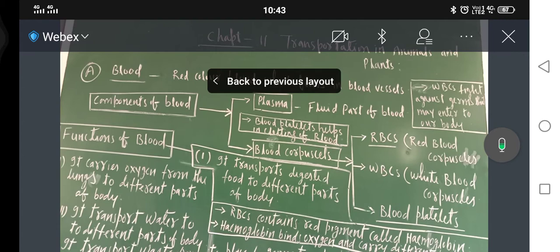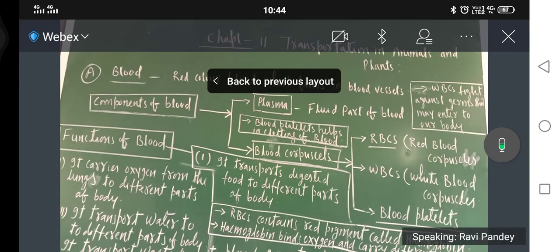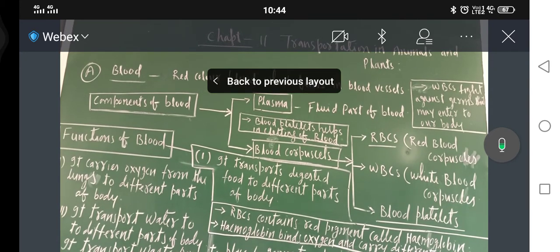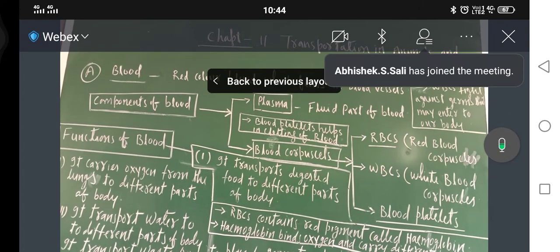So today I taught you the components of circulatory system. Today I am teaching you the components of blood. The blood is the first component of the circulatory system. So the question arises here: what is the blood? Already I have written it: the red color fluid which flows in the blood vessels is called the blood.